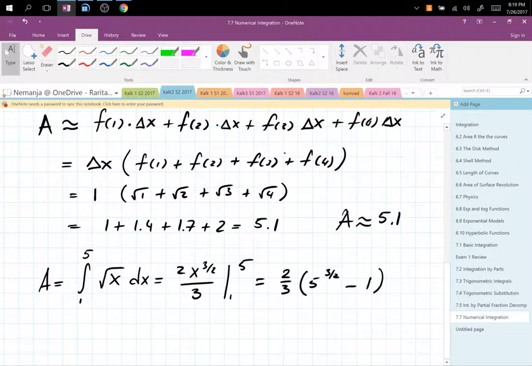Now this is the exact answer, and you can go use the calculator to figure out the value. So I'm going to, where's my calculator? There we go. So 5 raised to the 1.5 minus 1 times 2 divided by 3, and I get 6.8.